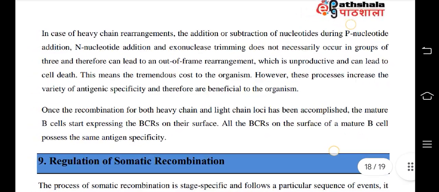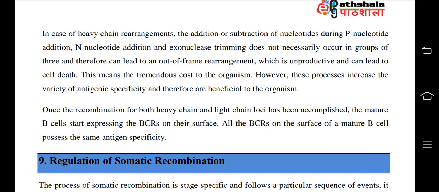In the case of heavy chain rearrangements, the addition or subtraction of nucleotides during P-nucleotide addition, N-nucleotide addition and exonuclease trimming does not necessarily occur in groups of 3, and therefore can lead to an out-of-frame rearrangement, which is unproductive and can lead to cell death. This means a tremendous cost to the organism. However, this process increases the variety of antigenic specificity and is therefore beneficial to the organism.